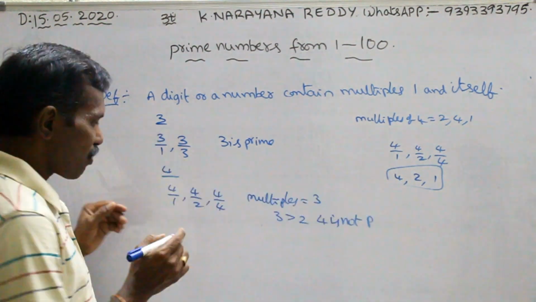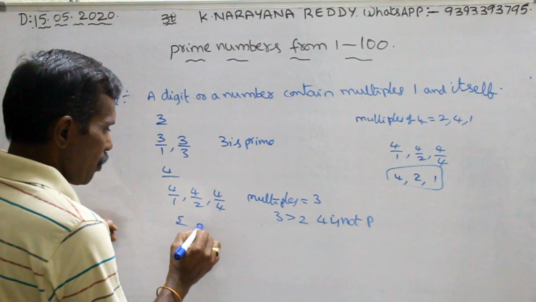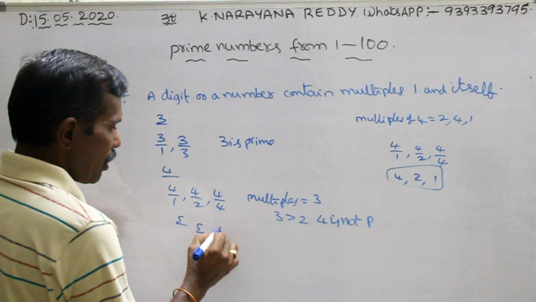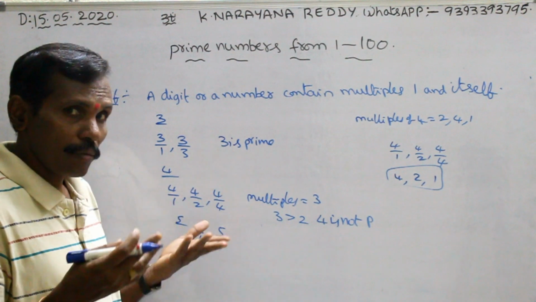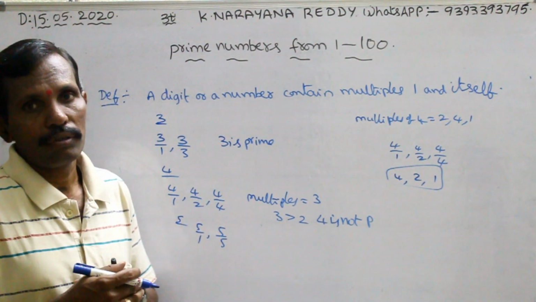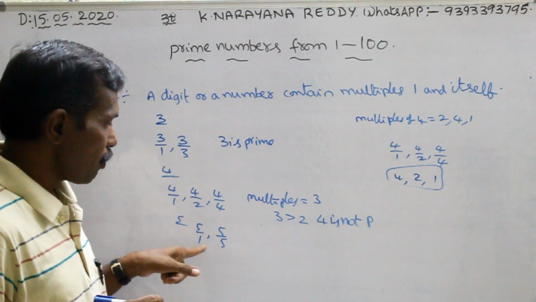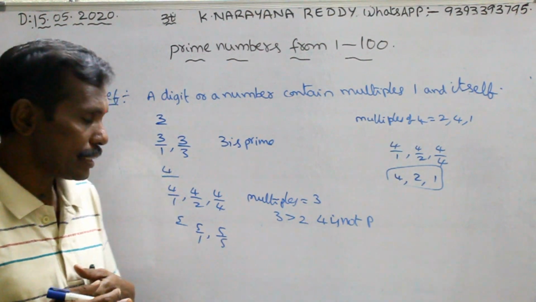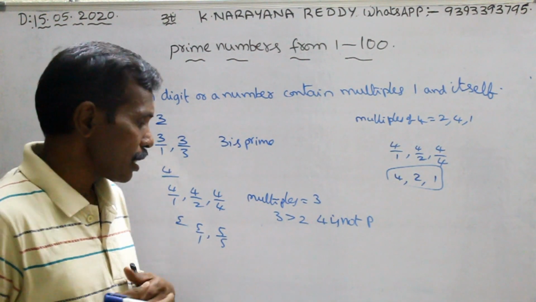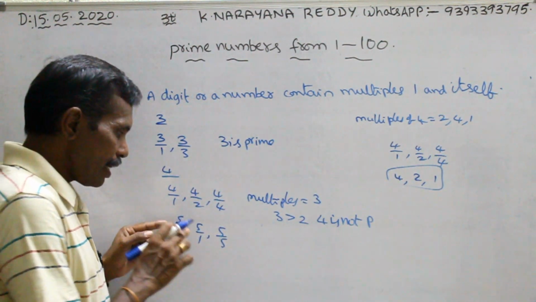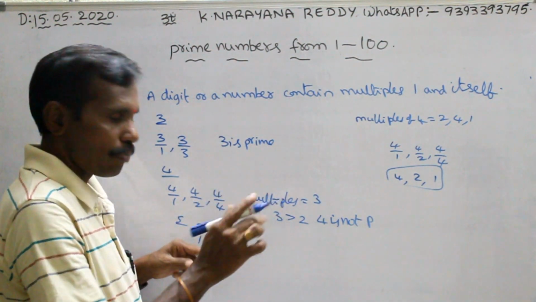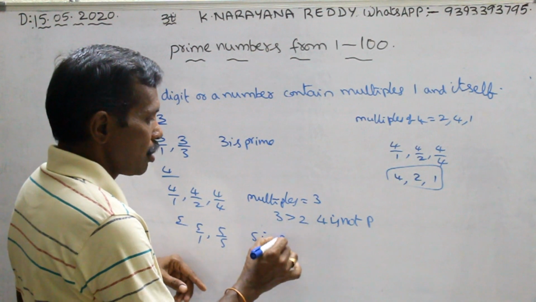Now take 5. 5 by 1 and 5 by 5. There is no other number or digit for dividing 5. That means 5 by 1, 5 by 2, no, a decimal comes in. 5 by 3, there is no possibility. 5 by 4, no. 5 by 5, 1. That means it is divisible only by 1 and itself, that is prime. 5 is prime.